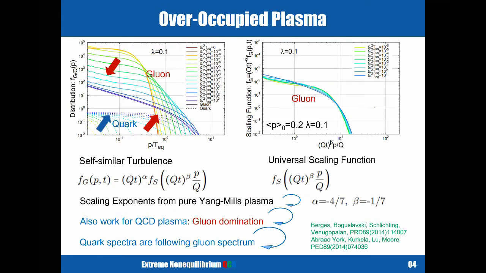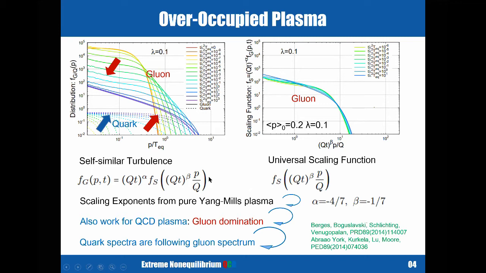So let's first investigate the overoccupied plasma. Here I show the spectrum of gluons and quarks for the overoccupied system. We can clearly see that we start from this red line, the overoccupied gluons, and it gradually changes until it reaches the thermal distribution. From this spectrum, we see a self-similar turbulent form, where we have a universal scaling function. By rescaling the momenta and the distribution function, we can see that in a certain range of the evolution, the gluon spectrum perfectly follows such a universal scaling function.